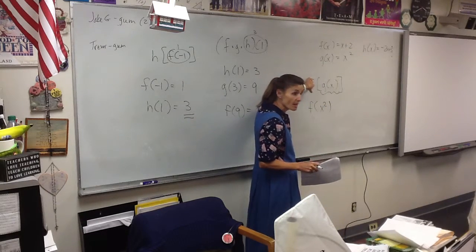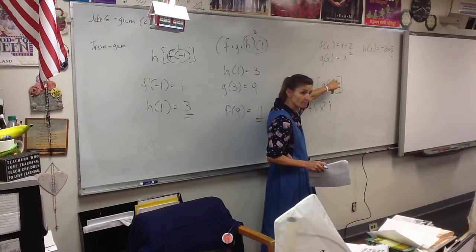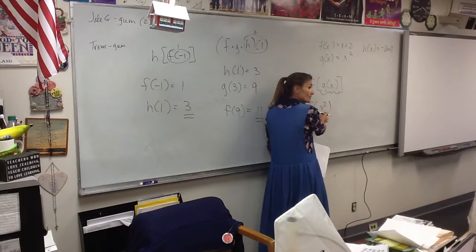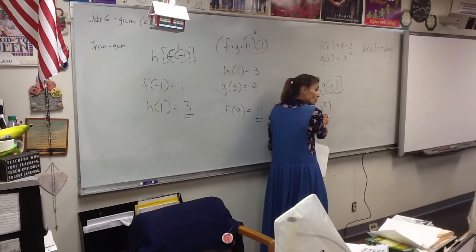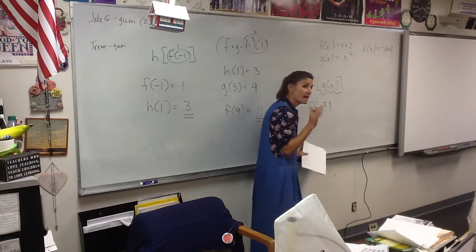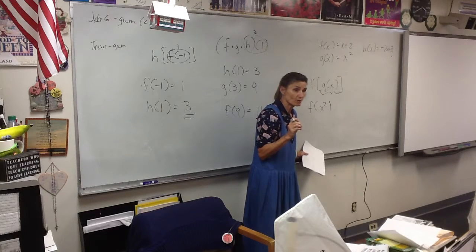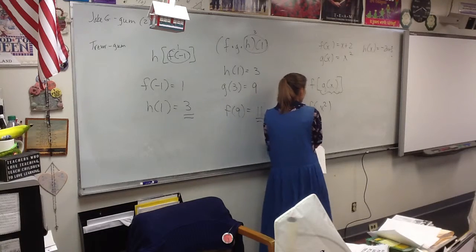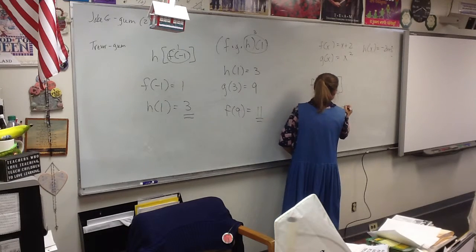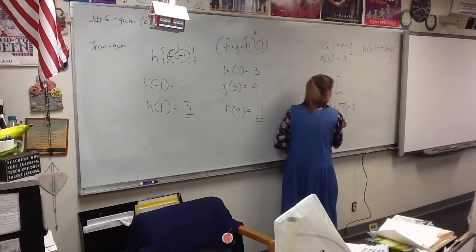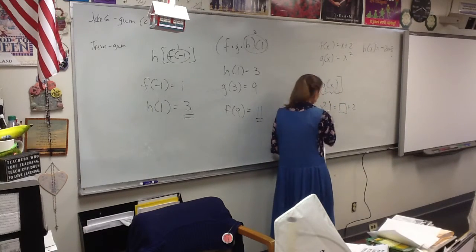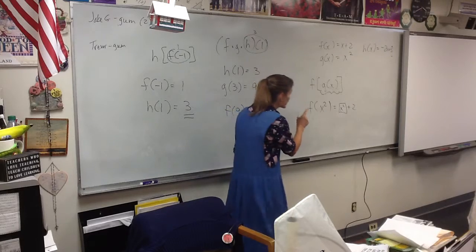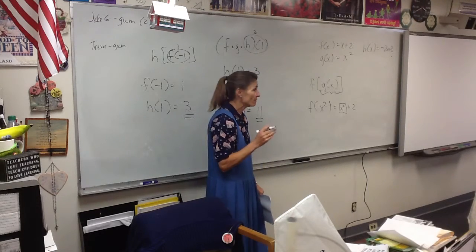Look, it says find f of g of x. But we are told that g of x is just x squared. So we're going to find f of x squared. Now, when I find f of anything, what do I do? Take out the x and put in the anything, right? So I'm finding f of x squared. I'm going to take out the x, and in its place, I'm going to put x squared. So f of x squared would be x squared plus 2. And that's your final answer.